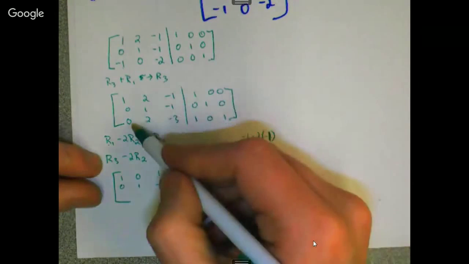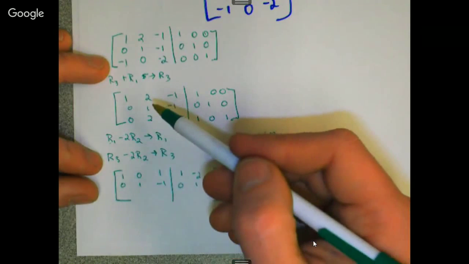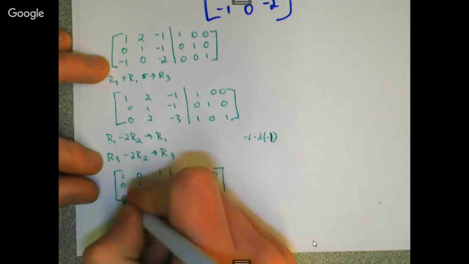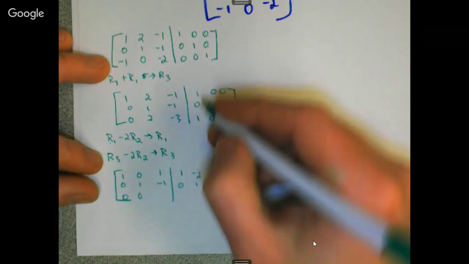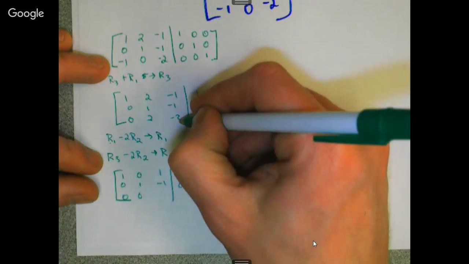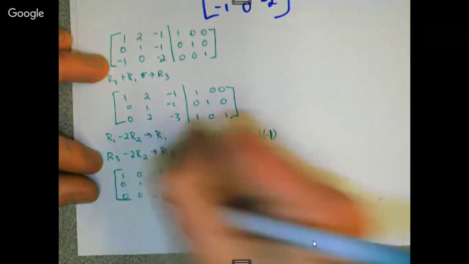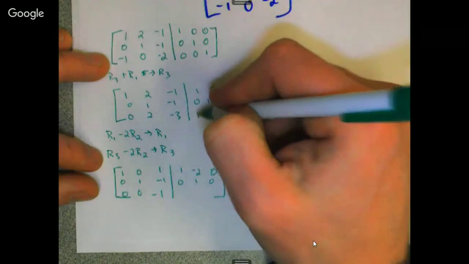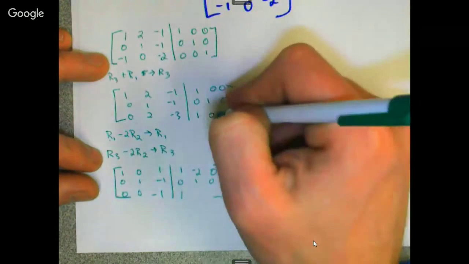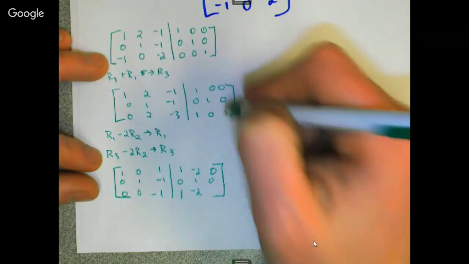Then row 3, you'll take 0 minus 0, 2 minus 2, negative 3 minus negative 2, which is minus 1. 1 minus 0, 0 minus 2, and 1 minus 0.